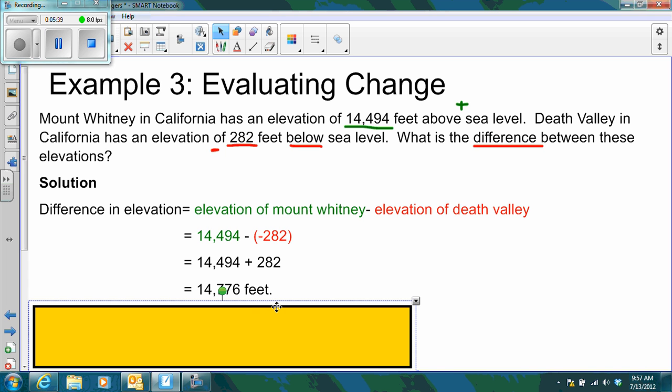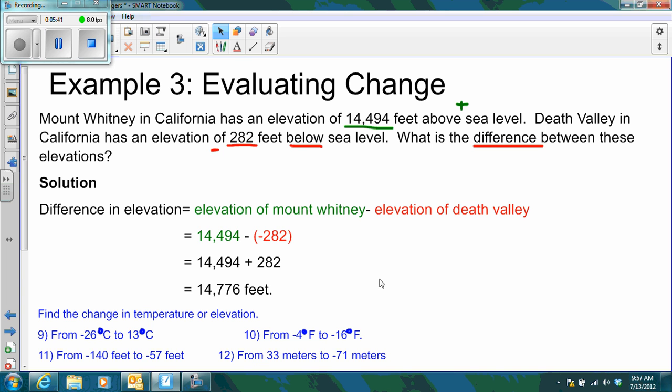So I want you to try the following problems to find the change in temperature or elevation. So use the example above to help you figure it out. But when you're going from this, so this is the initial temperature, to this is the final temperature. And then we have some elevation problems.